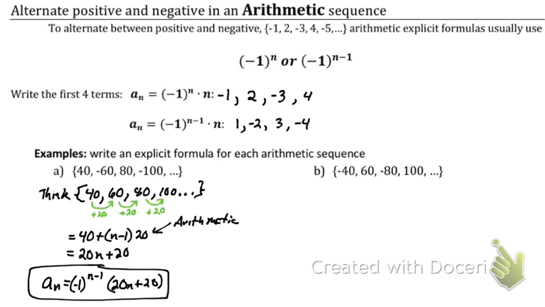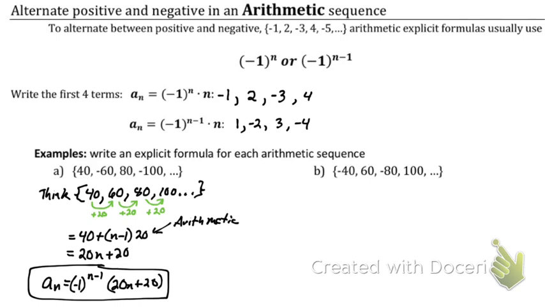Negative 1 to the n minus 1 times that 20n plus 20. The 20n plus 20 is going to tackle the 40, 60, 80, 100. The negative 1 to the n minus 1 is going to tackle the alternating positive and negative.